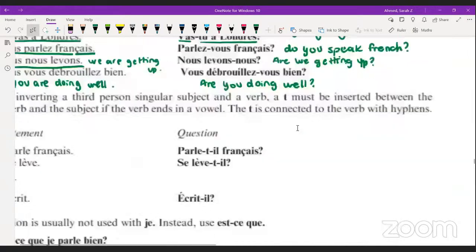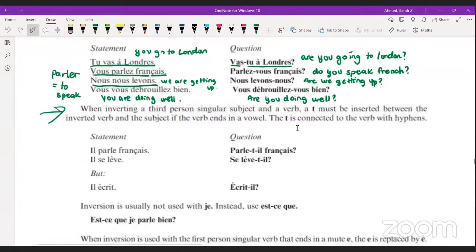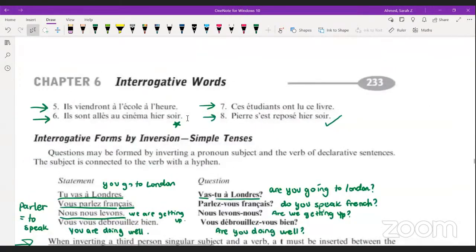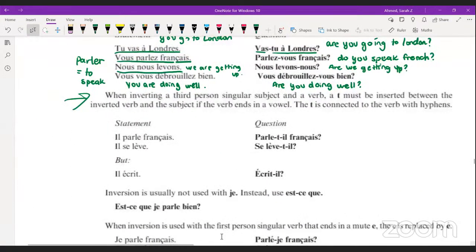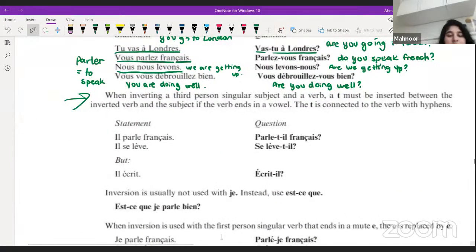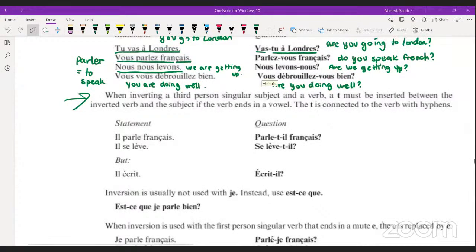Okay, so let's get started. What were we doing yesterday? We were doing how to make sentences into a question. Yes, very good. So we're learning how to make questions in French.